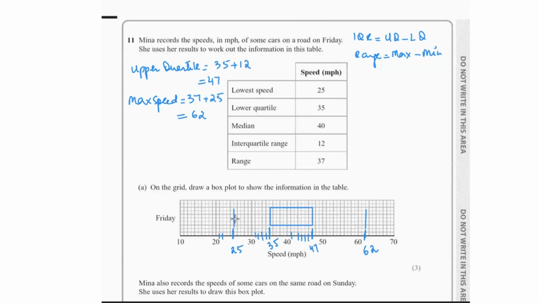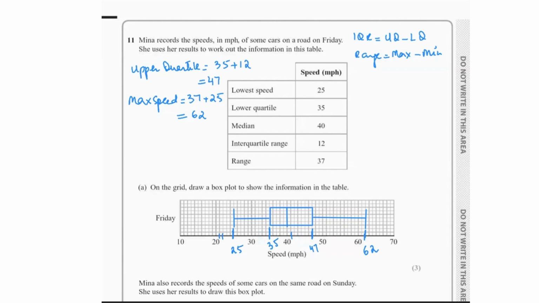So this is our box plot. And for median, that's at 40. So this is it. This is our box plot.